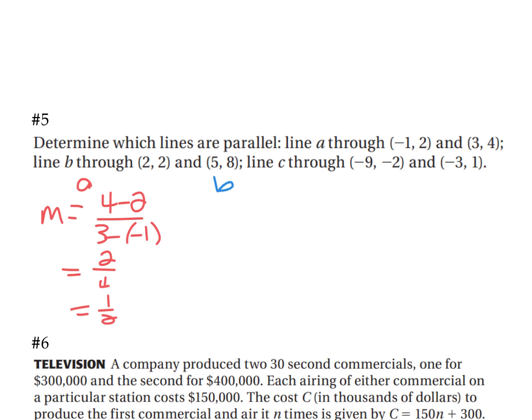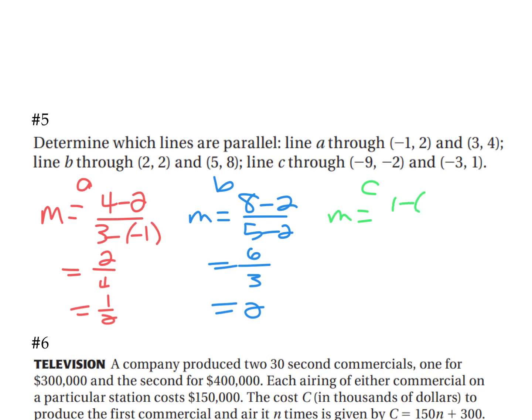Line B has the points 2 comma 2 and 5 comma 8, so my slope of y minus y over x minus x is going to be 6 over 3, which is 2. And then for line C, my slope is going to be 1 minus negative 2 over negative 3 minus negative 9. So 1 minus negative 2 is a positive 3. Negative 3 minus a negative 9, so negative 3 plus 9, which is 6. 3 over 6 is 1/2.